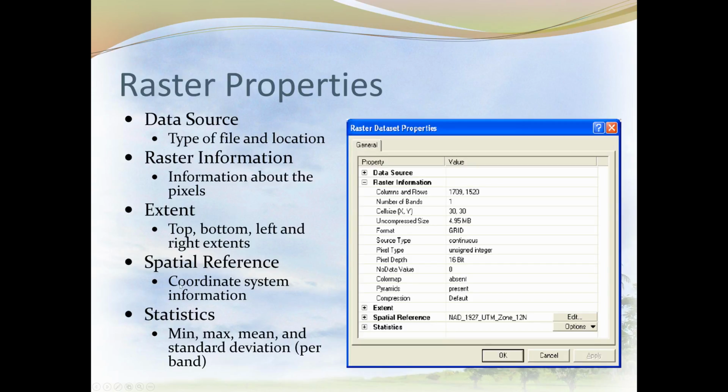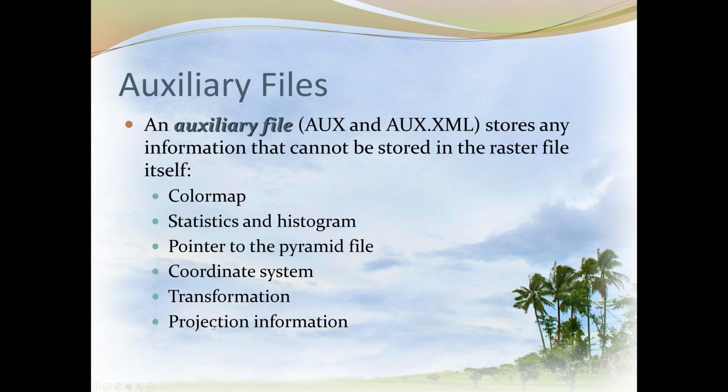Okay. Spatial reference, coordinate system: here we can see the spatial reference is NAD 1927, UTM zone 12 north. For these, you have to take cartography so you know what the spatial reference is. And statistics: minimum and maximum and mean and the standard deviation per band. We will talk about the remote sensing images.